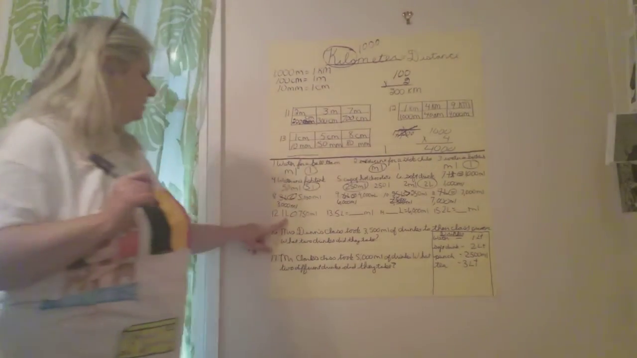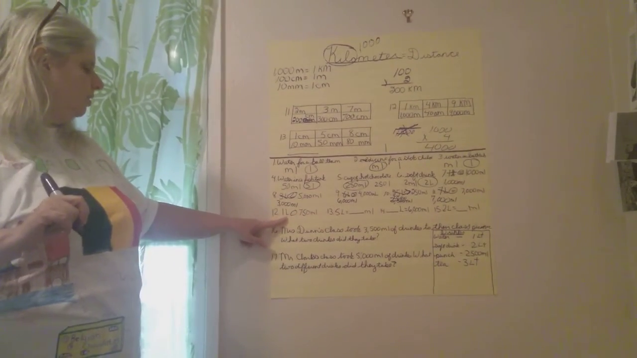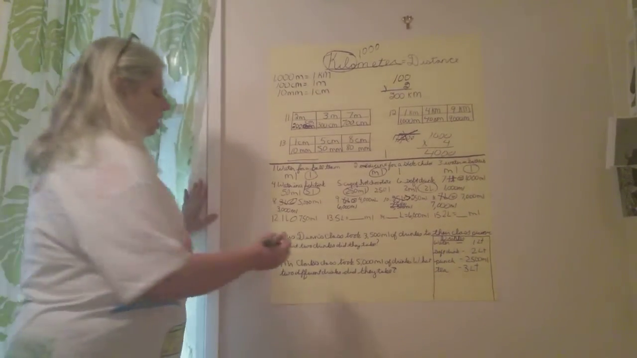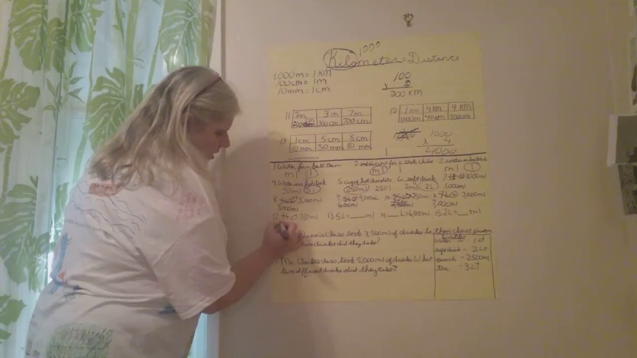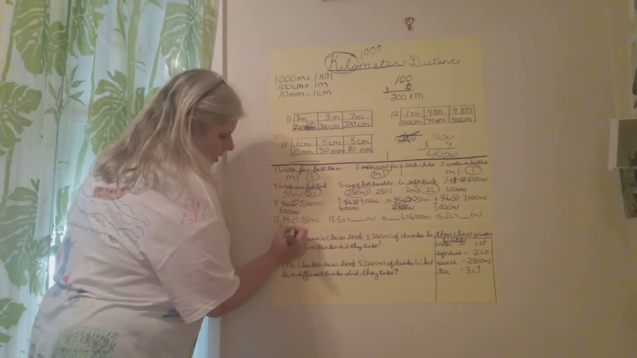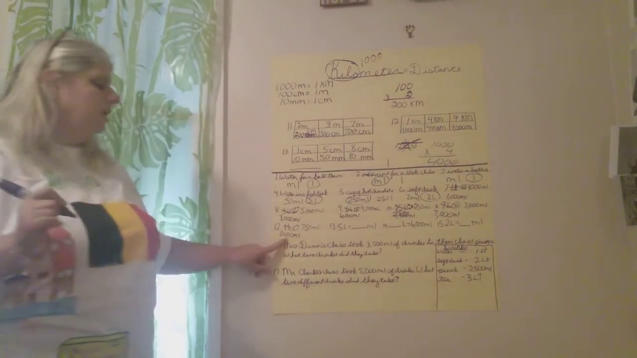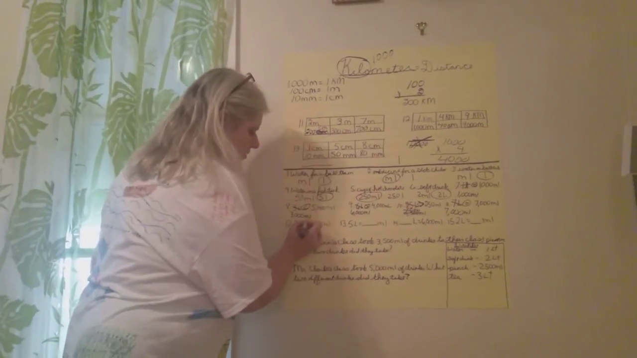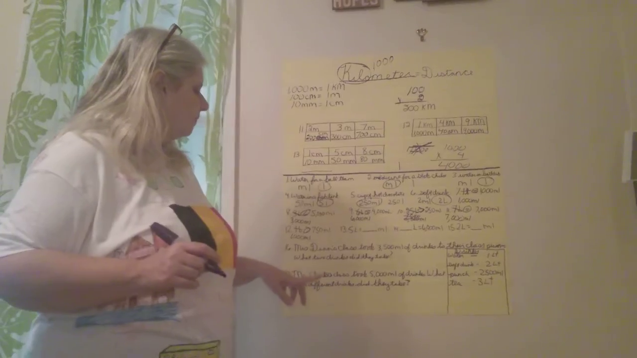So let's look at this one. Again, we have to compare. And we're going to change our liters because our liters are bigger. 1 times 1,000 is 1,000. So which sign are we putting in here? Greater than, less than, or equal to? Very good. Greater than. Okay?